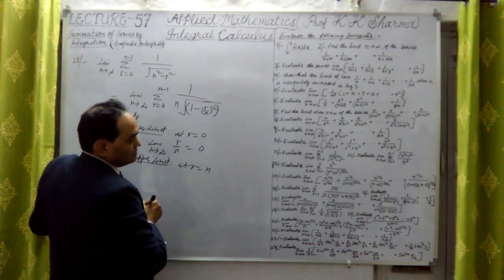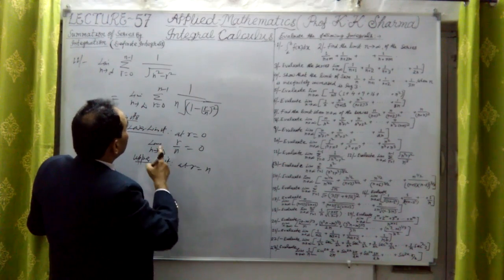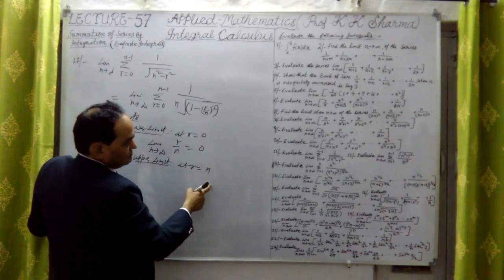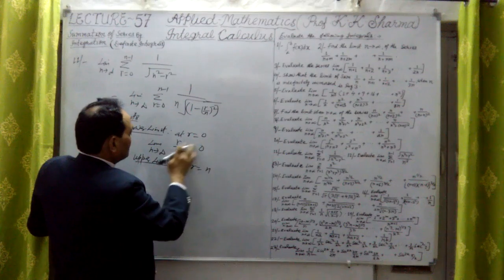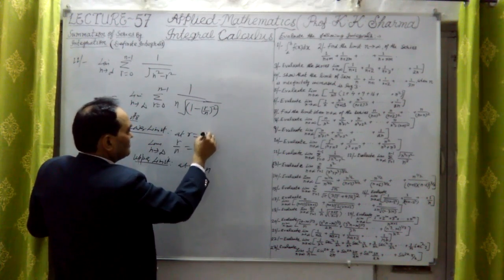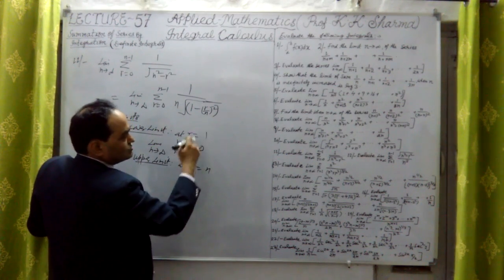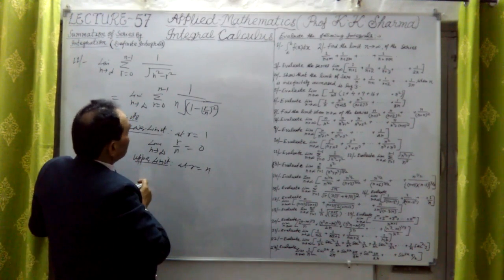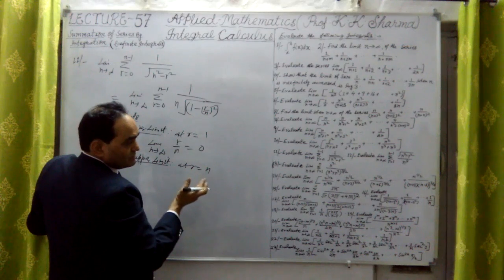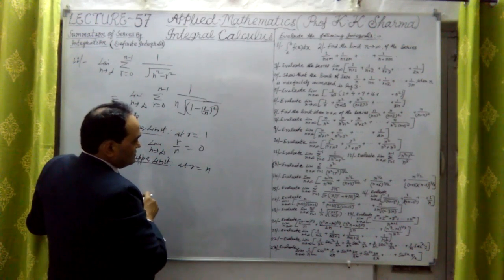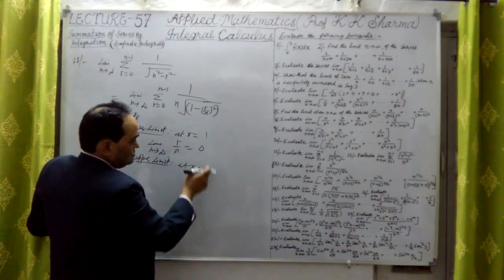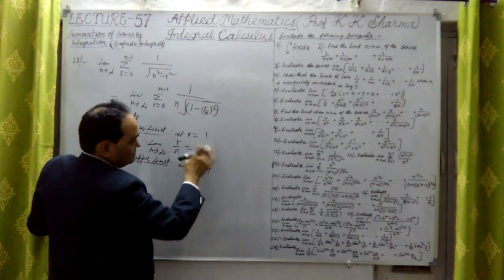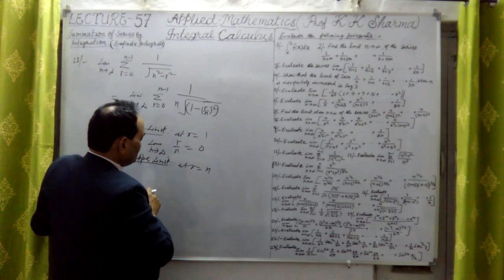At r equal to n, we could take 1 to n, or 0 to n minus 1, it doesn't matter. It can be written as 1 to n minus 1 also. Both are the same, as we have already clarified. So either we take 1 to n or 0 to n minus 1, the same thing is obtained. That's not a problem.